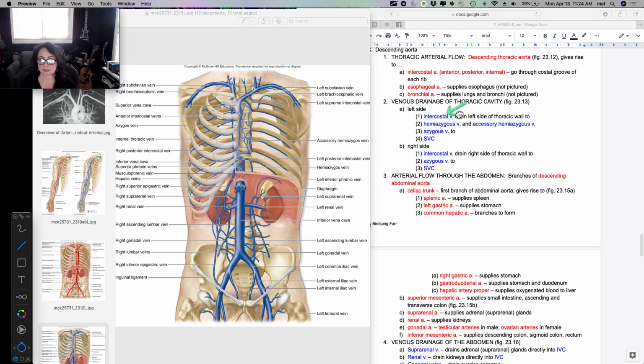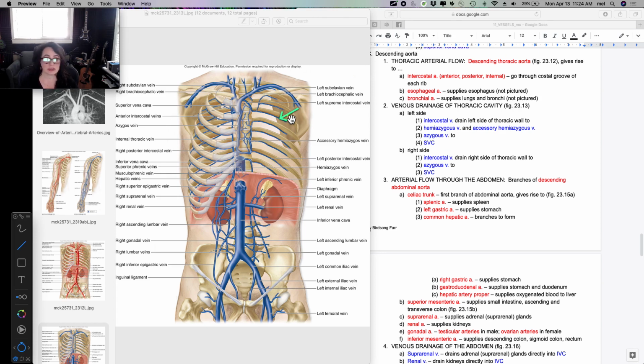Okay, so basically what we have is we have to get everything into the superior vena cava. All of this stuff we're going to get into the superior vena cava. But from the right side, we can do it more directly than we can from the left side. So let's do the right side first. Okay, so the right side is right here.